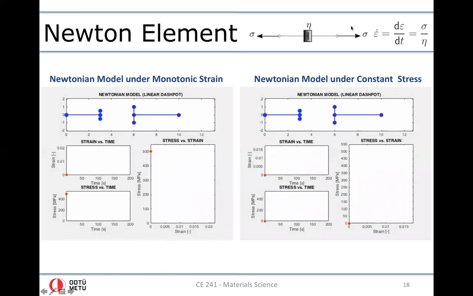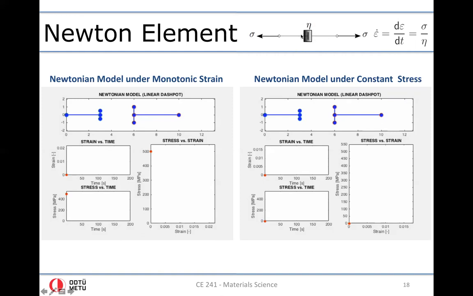Okay, what happens if you take a dashpot? So this is the Newtonian element. You have a dashpot that is filled with the viscous fluid, whose viscosity is denoted by eta. So then the rate of the strain, in other words, the time derivative of the strain, is proportional to stress through the reciprocal of the viscosity, or stress is proportional to the rate of the strain through the coefficient of viscosity. Sigma is equal to eta times epsilon dot in this case.